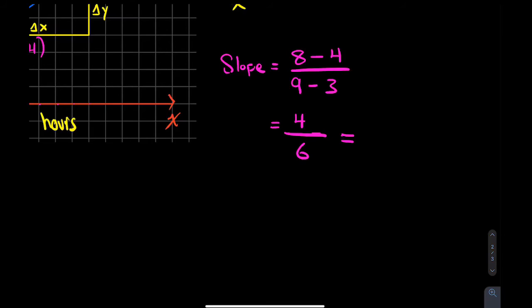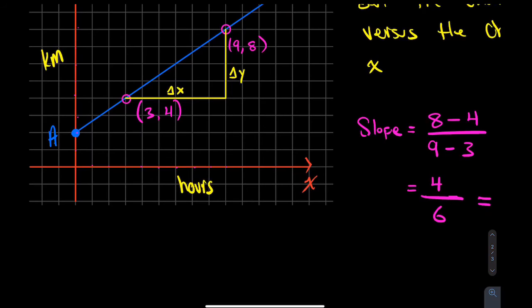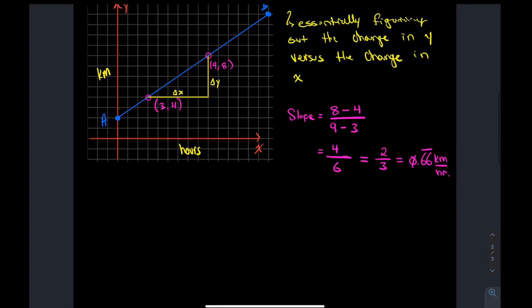4 out of 6 we can make simpler by dividing by 2. We get 2 out of 3. Or if you do 2 divided by 3, you get the decimal, which is 0.66 repeating. And then what are our units here? We divided kilometers over hours, so 0.66 kilometers per hour. Okay? And this is the gist of calculating slope.